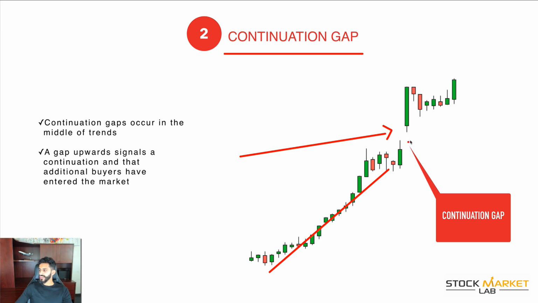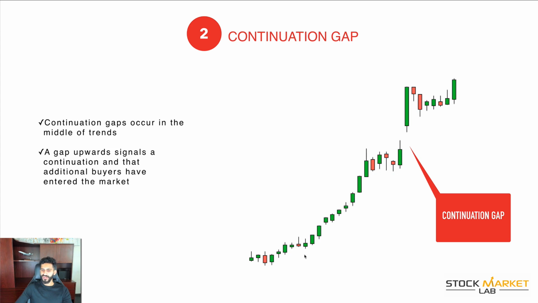This gap is continuing its direction. This can happen on the upside or the downside. You can see a stock gap on a downtrend, consolidating and gapping down. That could be a continuation gap on the downside. This is a continuation gap on the upside.